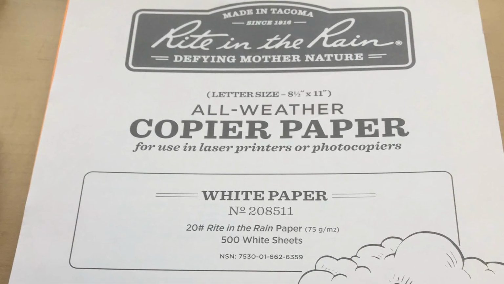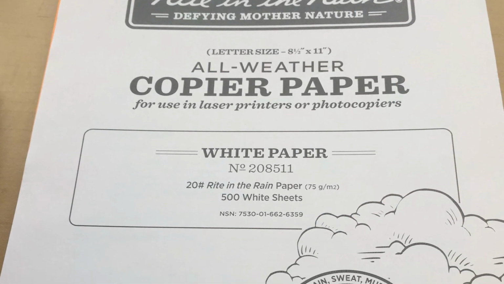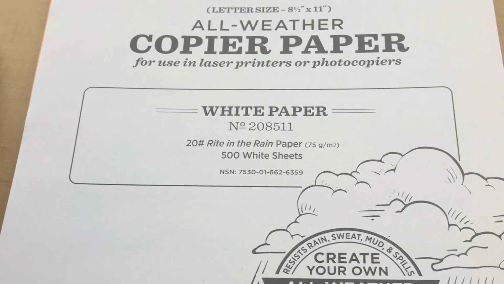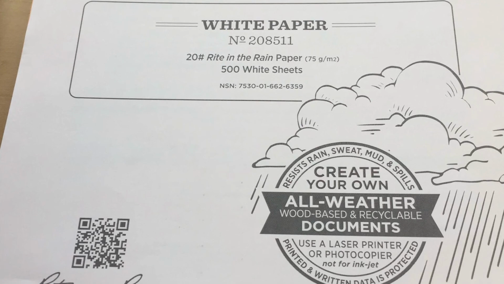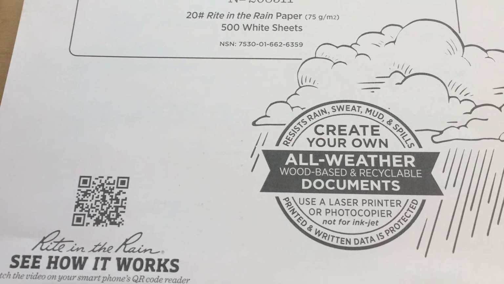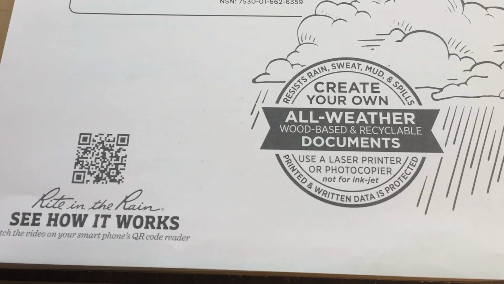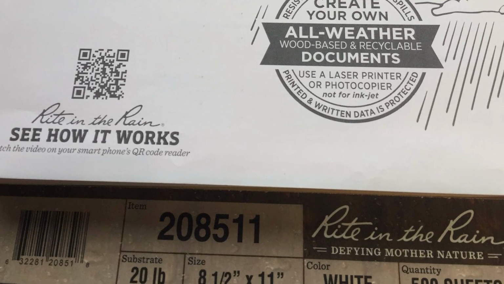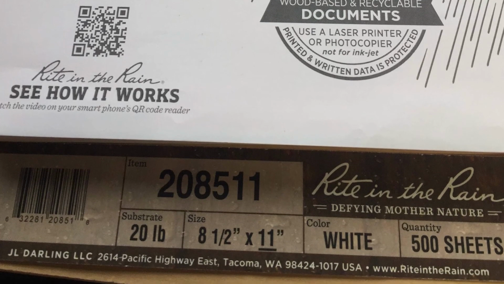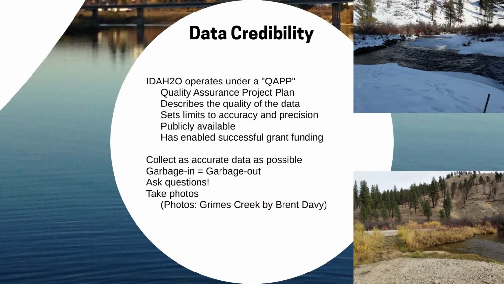I pre-print a few of each assessment form on Write in the Rain paper. This all-weather paper has an acrylic type of moisture shield coating. You can use your regular printer, and you can write on it with pen or pencil, even in the rain. It's easy to order Write in the Rain paper online. You can find it in some office supply stores too.